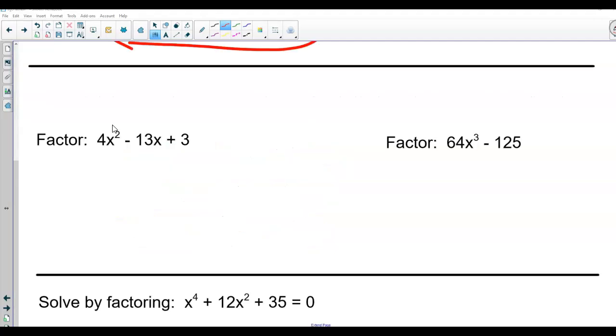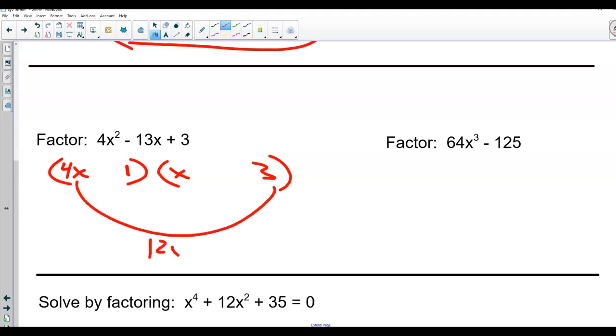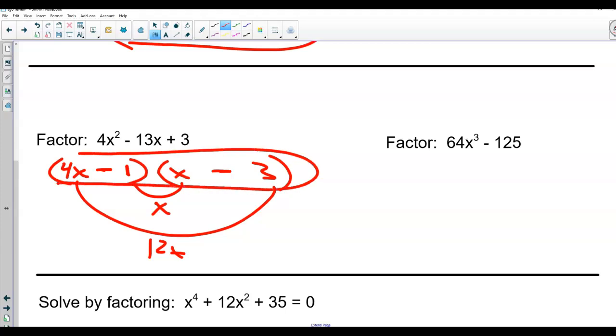Factor it. You don't need to solve for 0, you're just factoring it. I would argue the 3 is easier to work with here. There's no choices. I'm going to put 3x here and x here, because that gives me a 12x and a 1x. 12x and x can combine to be negative 13. Put a minus here and you put a minus here. And negative 1 times negative 3 gets me that 3 back. All this is basic factoring.